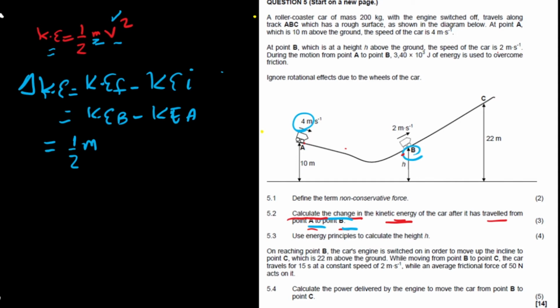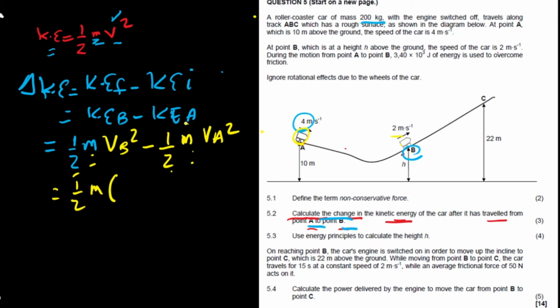So what is kinetic energy? Half mass, and we know our mass equals 200 kilograms, times velocity, and our final velocity is at B. So velocity at B squared, minus a half times m times velocity at A squared, which is the initial, how it started. The mass is the same because it's the same object from here to there. So a half and m are constant, and we can factor them out. We're left with velocity at B squared minus velocity at A squared.